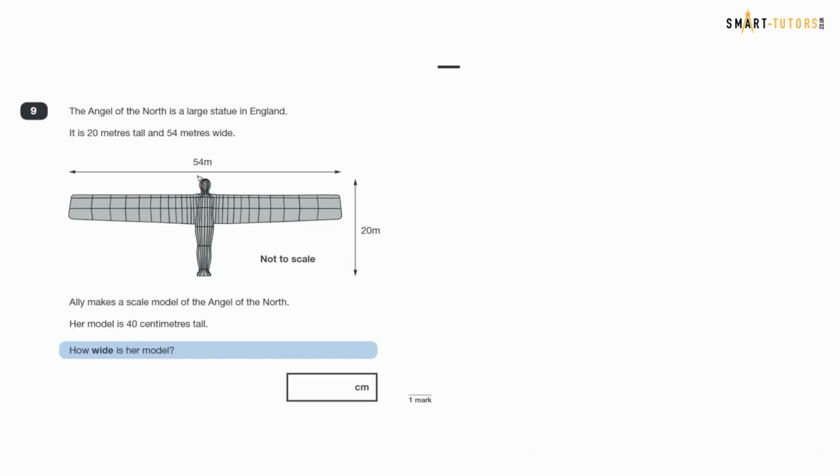Question number 9. The Angel of the North is a large statue in England. It is 20 meters tall and 54 meters wide.